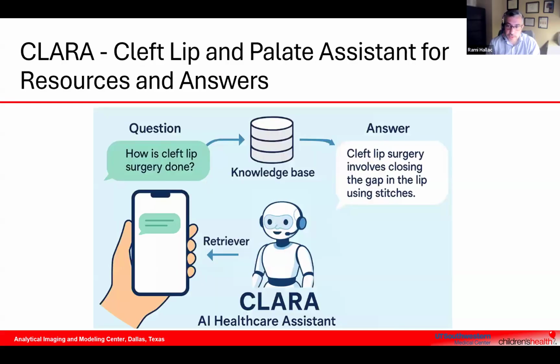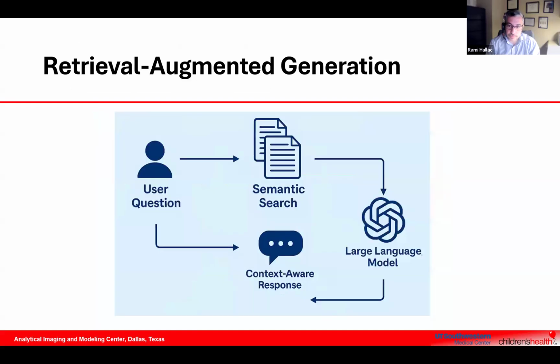Because of these challenges, we saw the need to develop something more robust. That's why we built Clara, a system designed specifically for cleft, combining already developed language models with a verified knowledge base. The knowledge base can come from our department website or information that we provide rather than using the internet. This means every response Clara gives is grounded in trustworthy medical resources, reducing the risk of hallucination or unverified information.